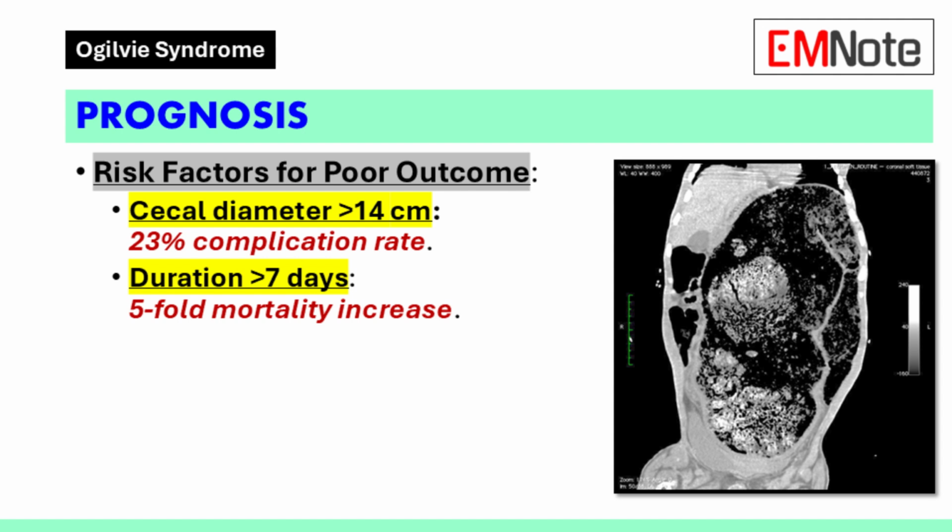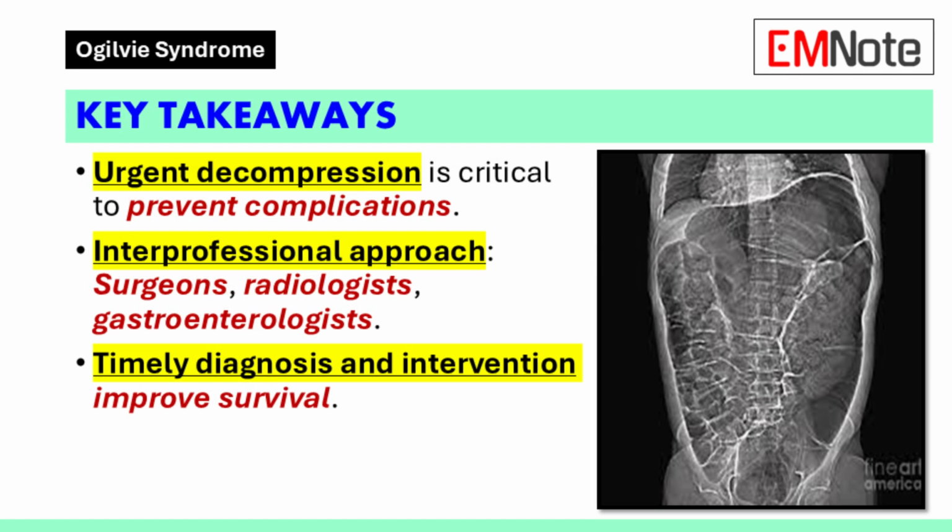No patients with a cecal diameter less than 12 centimeters developed complicated disease in one study, but 23% of patients with a diameter of 14 centimeters did. Dilation duration exceeding 5 days is concerning, with a reported 5-fold increase in mortality after 7 days of unresolved disease. Postoperative mortality rates are reported at 26% even without bowel ischemia. Timely recognition, diagnosis, and colonic decompression are vital for patient prognosis and survival.